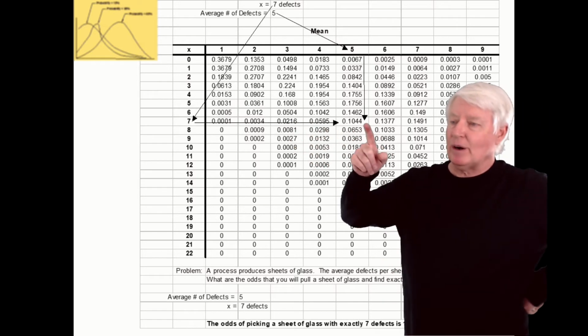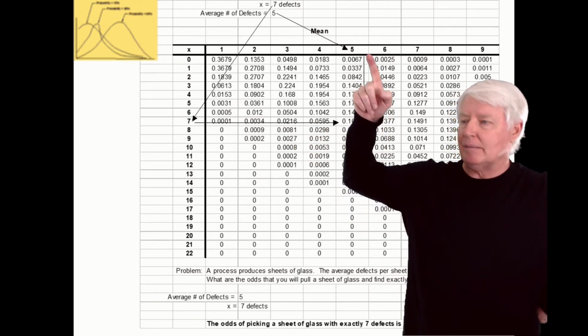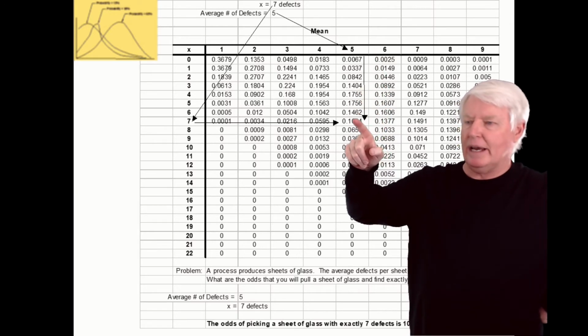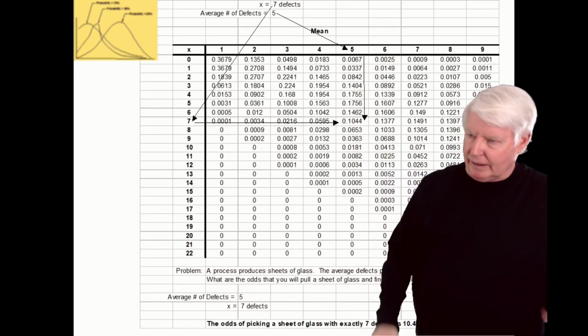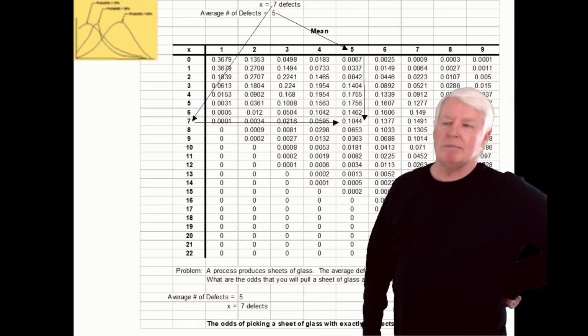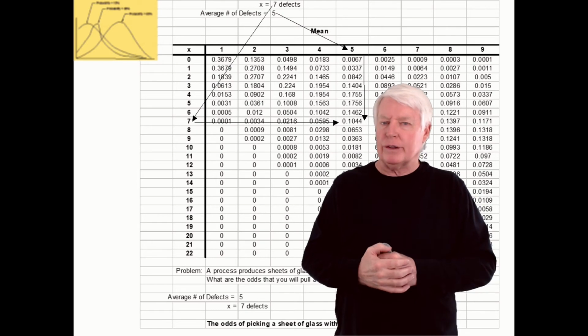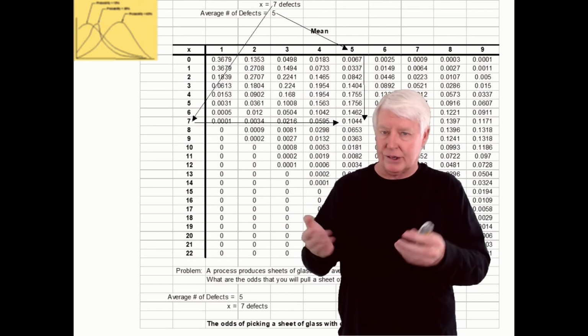If it said 7 or less, you'd add all these up, and that would give you the probability of 7 or less. If they said 7 or greater, you'd add up 7 or greater to get those probabilities. But that is the Poisson distribution. A very powerful distribution when you're working with flaws or defects.